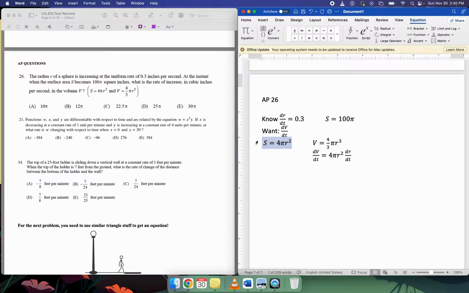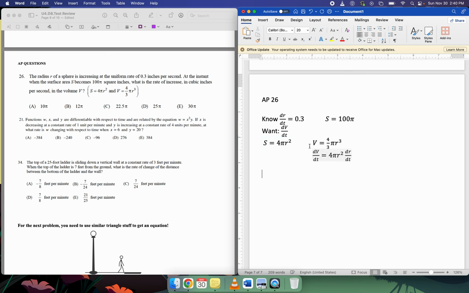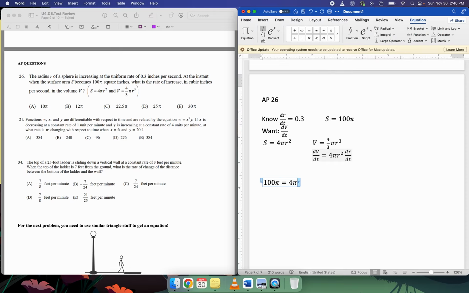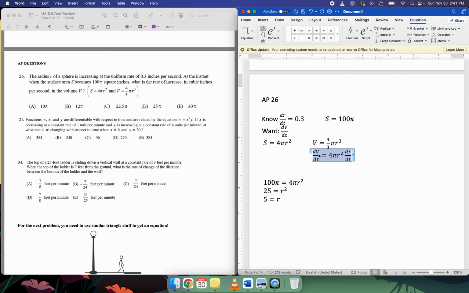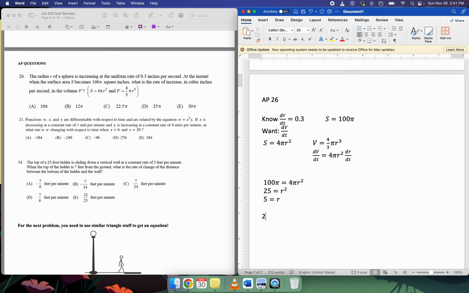I don't even think you need the derivative of this one, because all I'm missing is r, and I can find r from just the original equation, because I know that S is 100 pi equals 4 pi r squared, so divide both sides by 4 pi. I think I get 25 is equal to r squared, so r is equal to, well, plus or minus 5, but by context, obviously r is a positive number. So r is 5. Okay, so now you know everything you need to find dV/dt, so you just plug in. Yeah, so you don't even need the derivative of this one. So I'll let you finish it up.